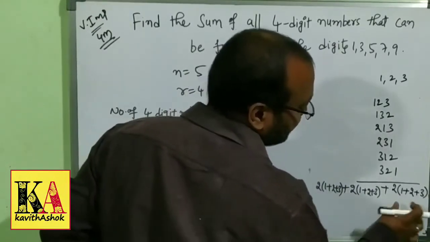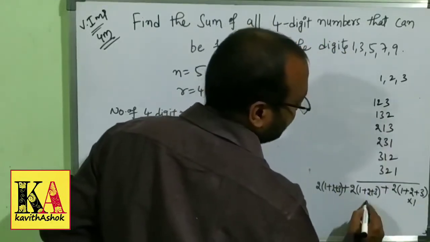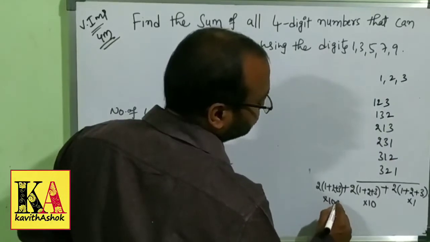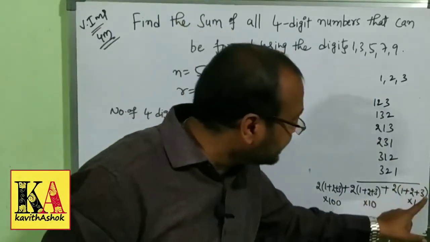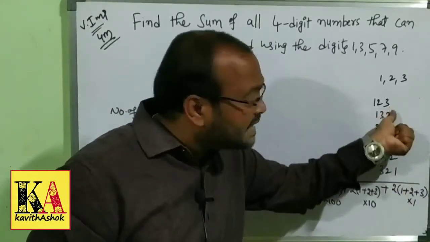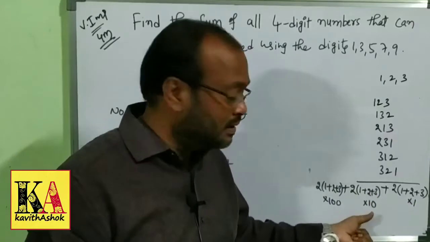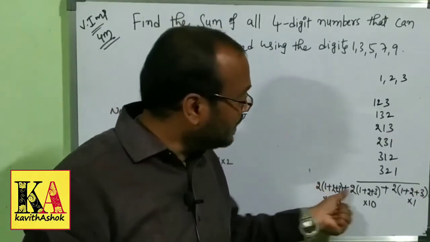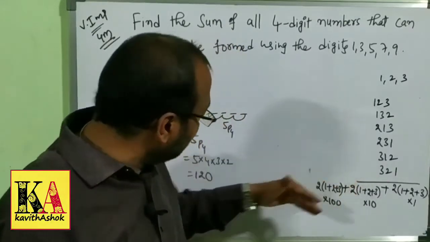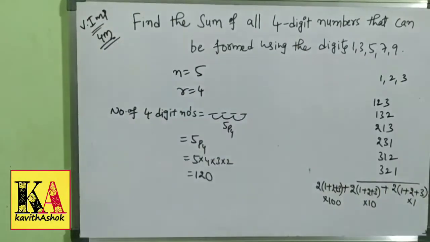In the same manner, two times 1, 2 and 3 again. The difference is here: in the unit place, into 1; in the 10th place, into 10; in the 100 position, into 100. The summation value is the same. The difference is only depending upon the place value: unit place into 1, 10th place into 10, 100 place into 100, remaining in the same concept. So by using the same concept, we will calculate the summation value. Listen carefully.